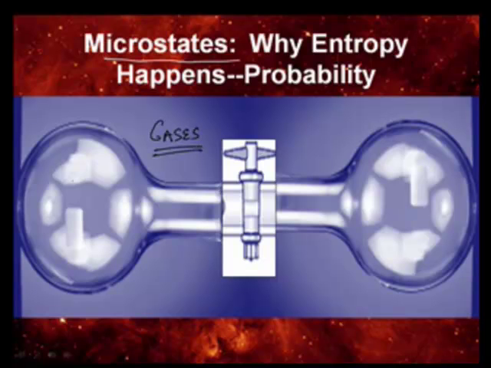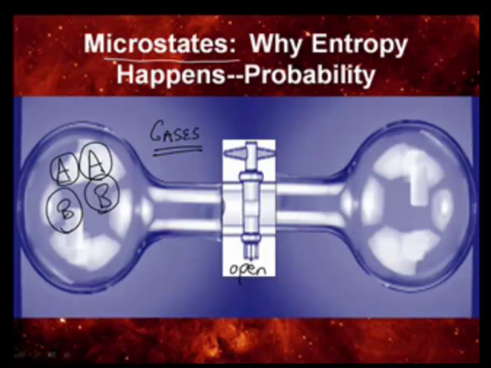If we have two chambers here, and in one side is a gas and the other side is completely sealed off, it's a vacuum, and then we open up that little stopcock in the middle, what's most likely going to happen? Are they all going to stay in one side, or when this reaches an equilibrium, are they going to be evenly distributed throughout?